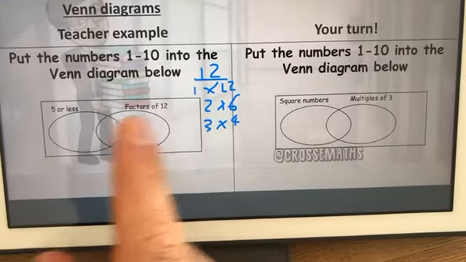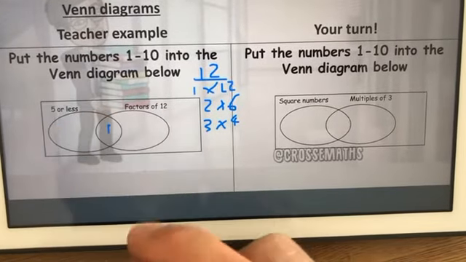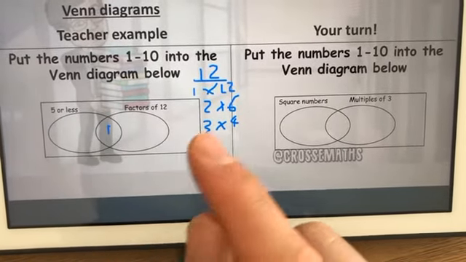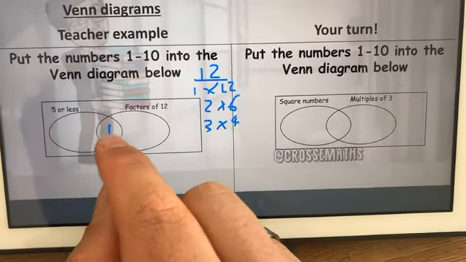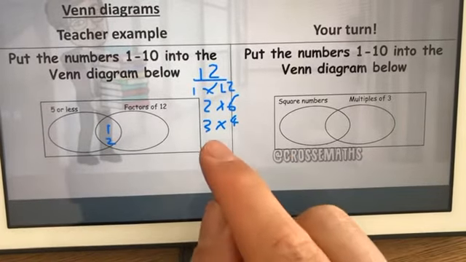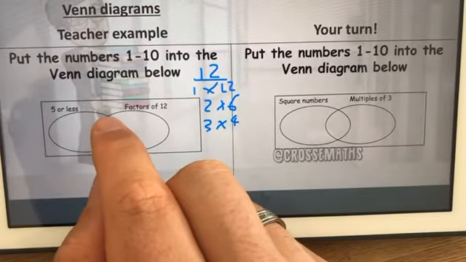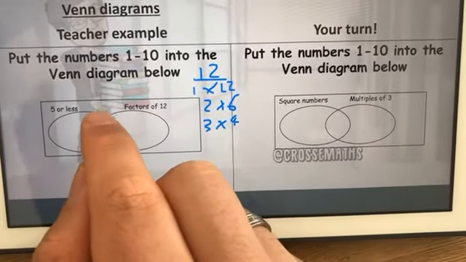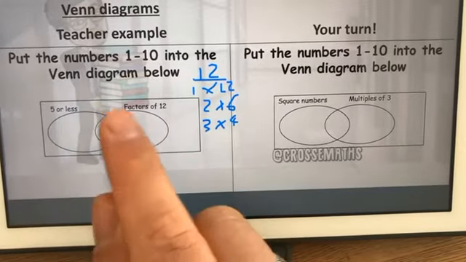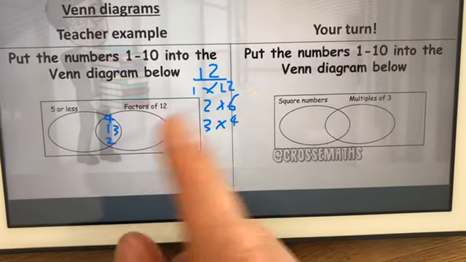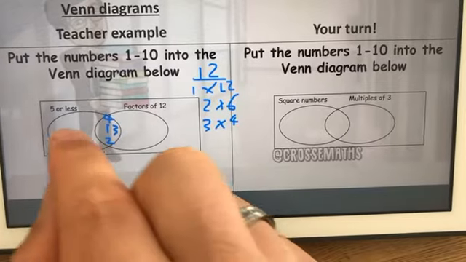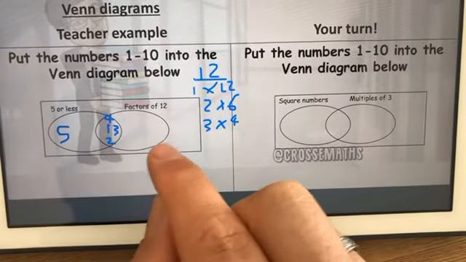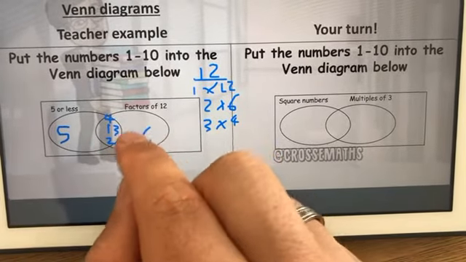Now, put the numbers 1 to 10. 1 is a factor of 12, and 1 is less than 5, so 1 can go in the middle. 2 is a factor of 12, and 2 is less than 5, so 2 can go in the middle. 3 is a factor of 12, and 3 is less than 5, so 3 can go in the middle. 4 is a factor of 12, and 4 is less than 5, so 4 can go in the middle. So I've jammed my middle section up now. 5 is 5 or less, but it's not a factor of 12, so 5 is going to go over here. 6 is a factor of 12, but it's not 5 or less, so 6 can go over here.